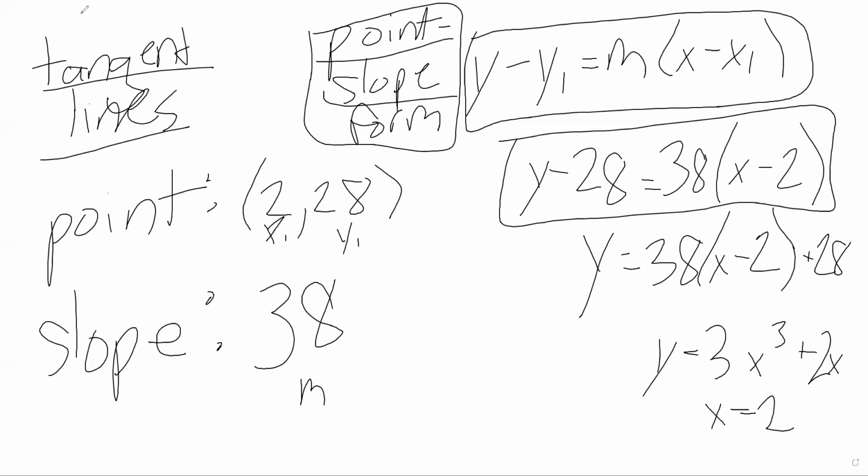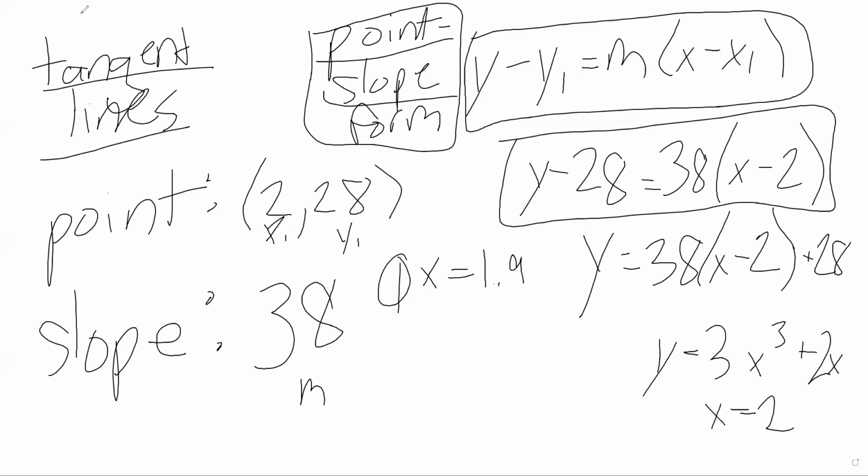Yeah, I think that's right. Okay. So we have our equation, and now we have the equation for our tangent line. So there's two things that could be asked from here. One would be, what is the point at something like x equals 1.9?